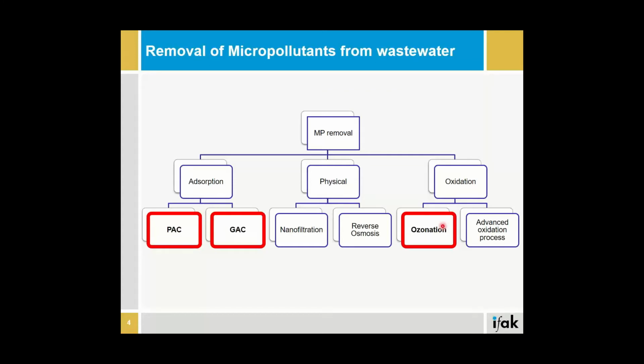So the removal of micropollutants from wastewater can be achieved through three main mechanisms. We can remove them either through adsorption onto a solid surface like activated carbon, where we have powdered or granular activated carbon, or physically through nanofiltration and reverse osmosis, or these micropollutants can be oxidized with ozone or through advanced oxidation processes. And the most promising approaches are highlighted here in red.